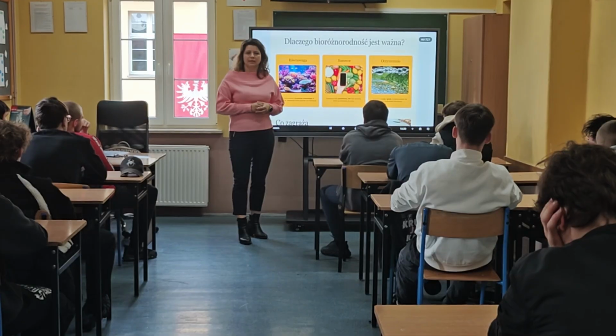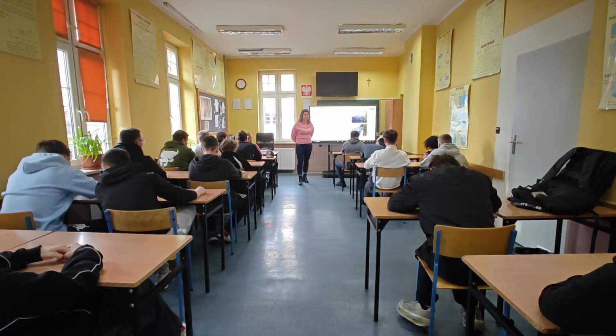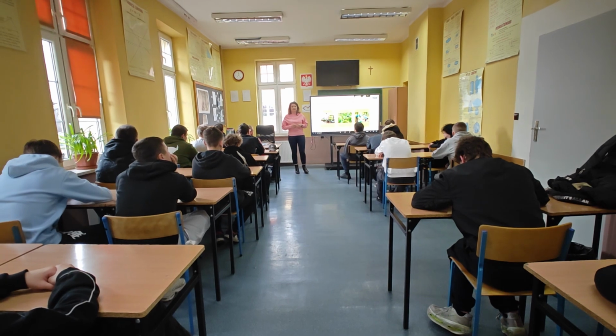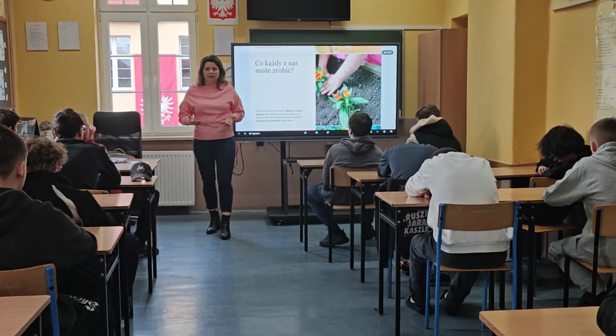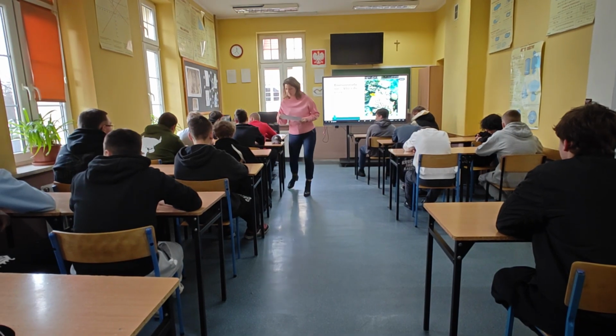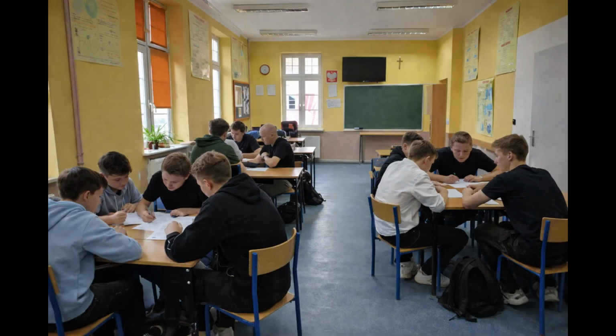Next, students worked with visual materials and examples of different ecosystems, such as forests, meadows, and aquatic environments. They learned that biodiversity includes not only the variety of species, but also the relationships between them and the environments in which they live. During the main part of the lesson, students participated in group activities.